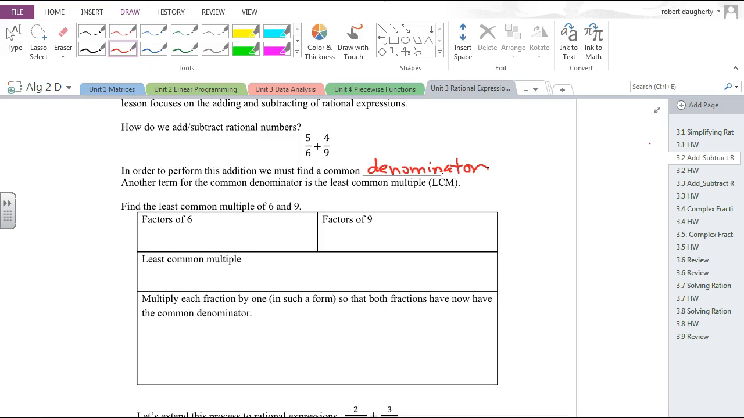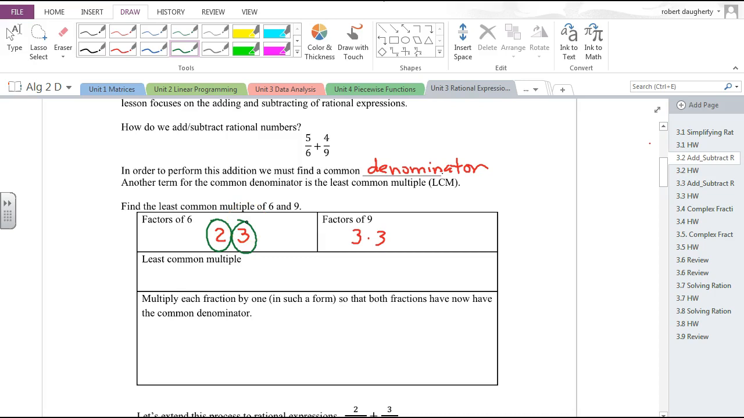So the way we do this, what are the factors of 6? Yeah, so we'll skip the 1, but the prime factors 2 and 3. Okay, what are the factors of 9? 3 and 3. Okay. So my denominator has to represent all of these factors. My denominator needs a 2. It also needs a 3. Okay? So it's going to have both of these factors.